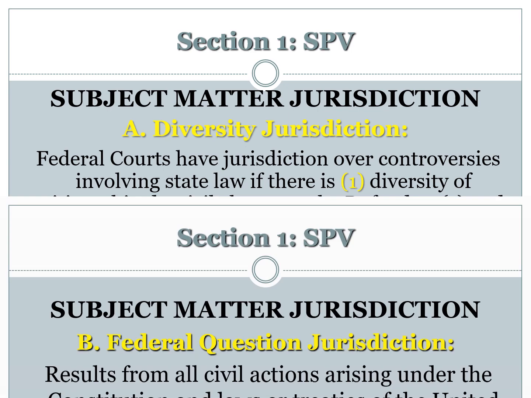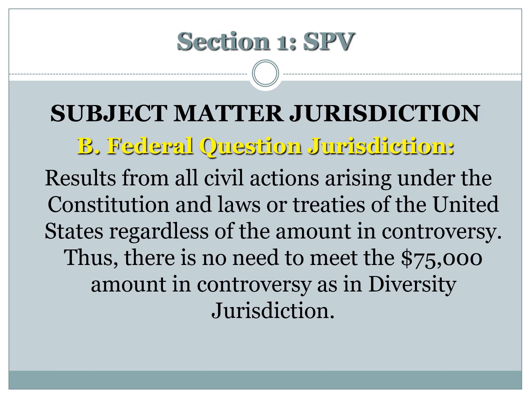When we're looking at federal question jurisdiction, as long as there is a violation of the federal statute or the Constitution or the laws of the treaties of the United States, then the federal court can hear that matter regardless of the amount in controversy. Thus, there's no reason to meet the $75,000 amount in controversy as there is in diversity jurisdiction cases. That figure only applies to diversity jurisdiction.